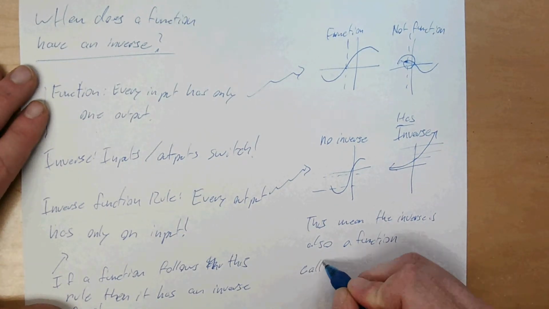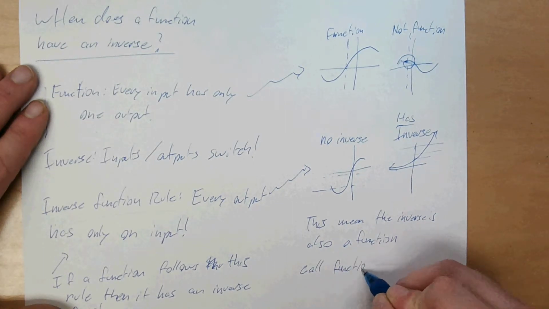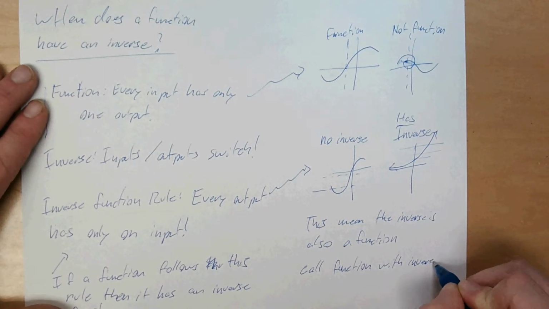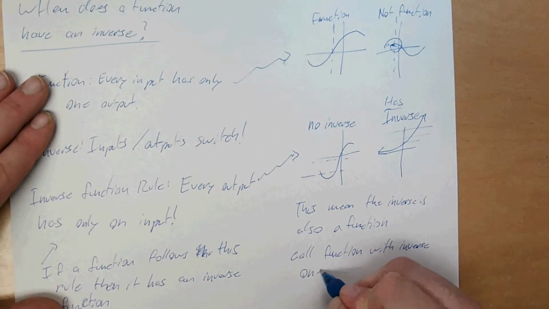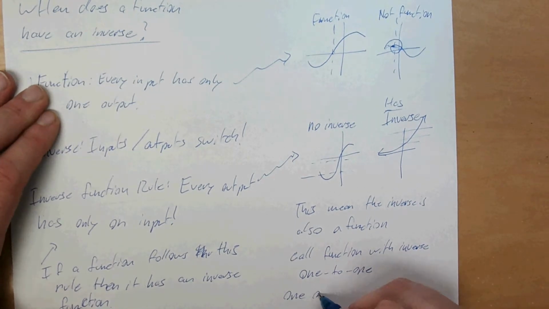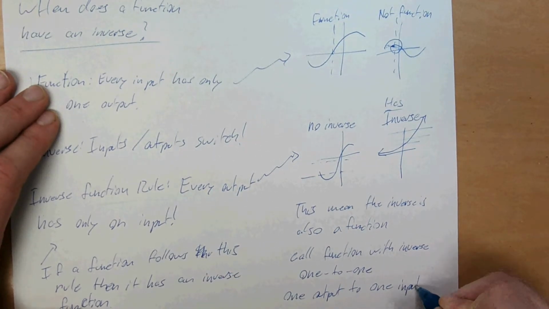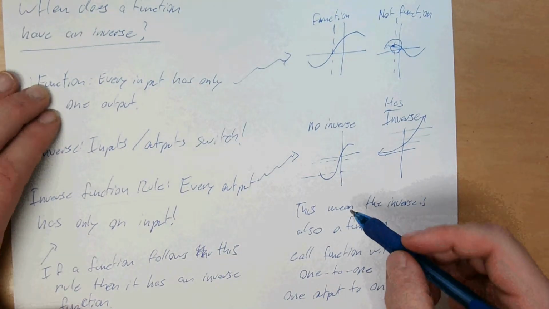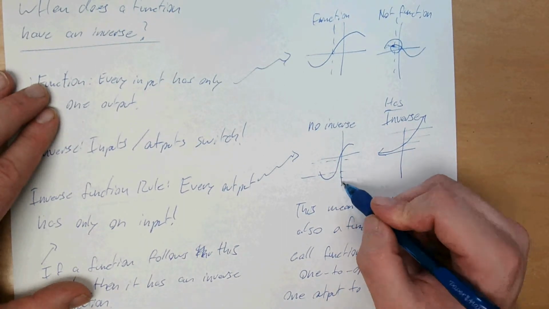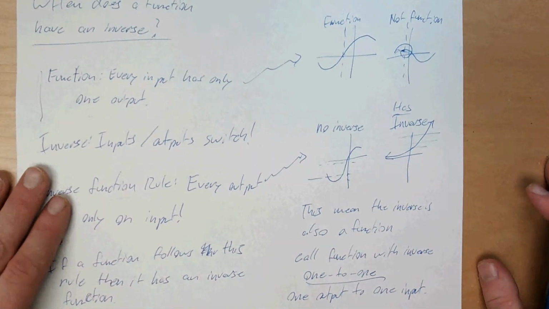We call such functions, functions with inverses, one to one. What that represents is one output to one input. Every element in the output only goes to one number, and every element in the input only goes to one number. They're linked together. They're one to one. That's what we call them.